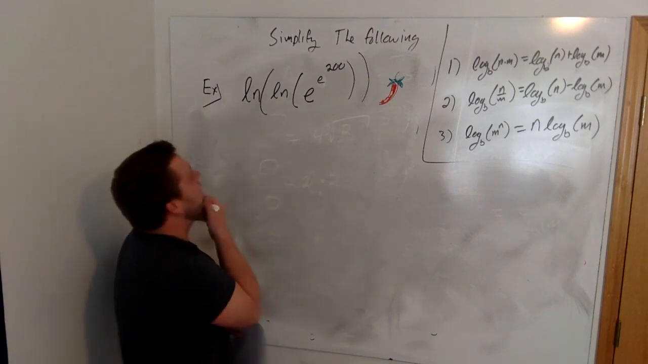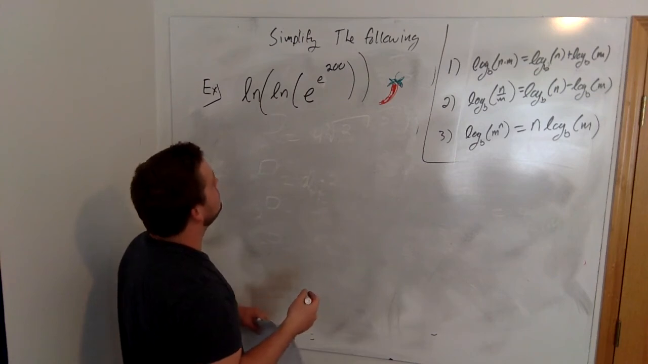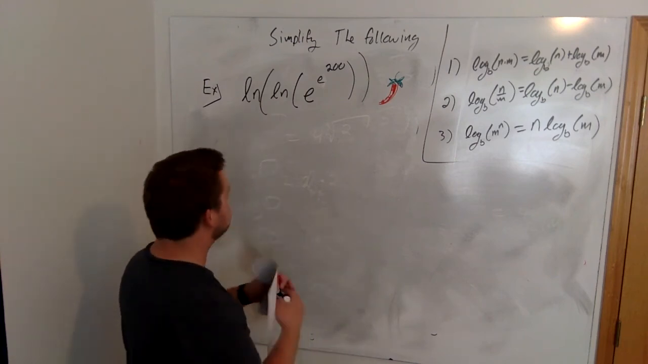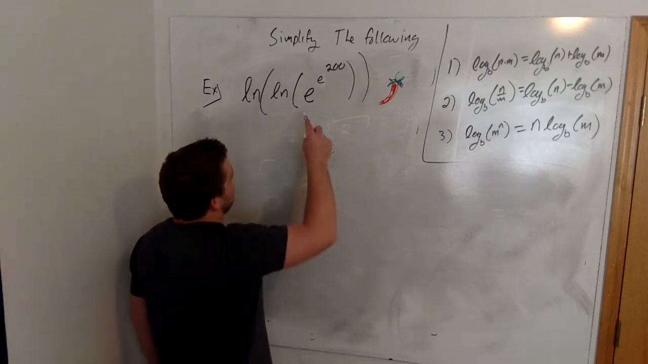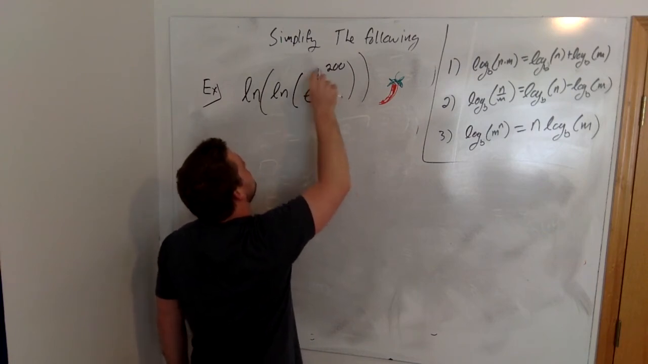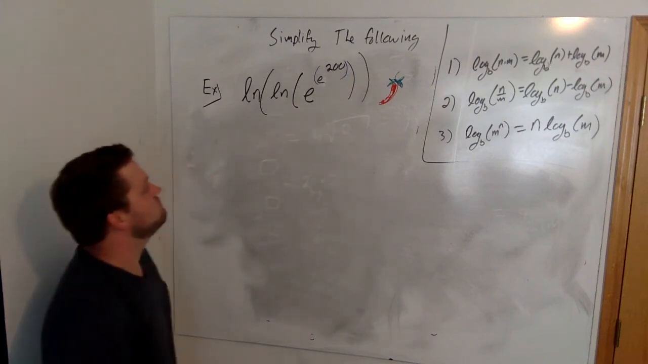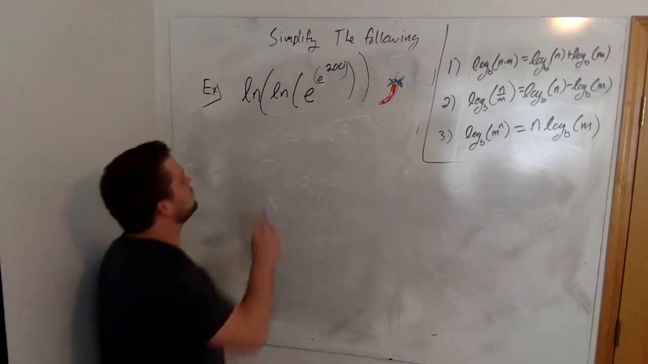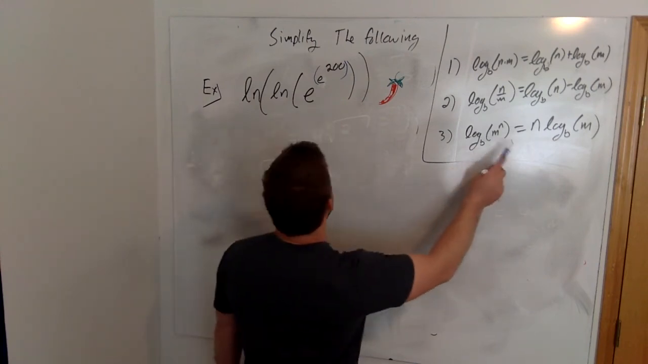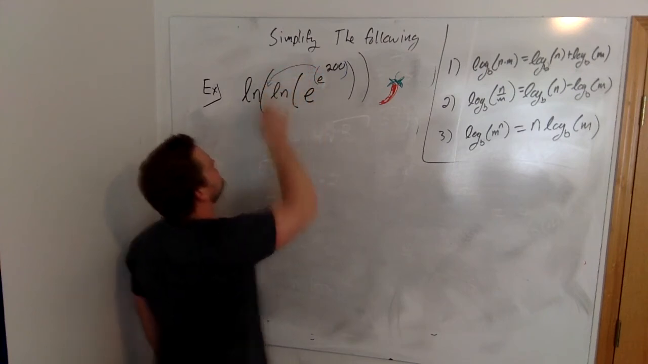Okay, so what can we do from here? If we're working from the inside out, the question is how do we even read this? What this is saying is e to the power of e to the 200. So e is being raised to the power of e to the 200. Looking at this inner log, the only thing I can think to try is log rule 3. We can bring this blue out in front of this inner log.